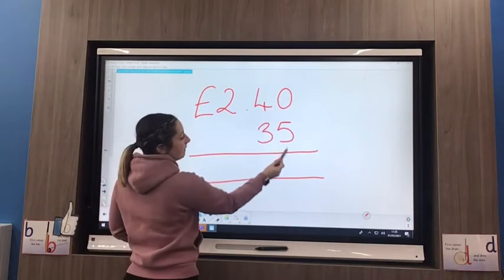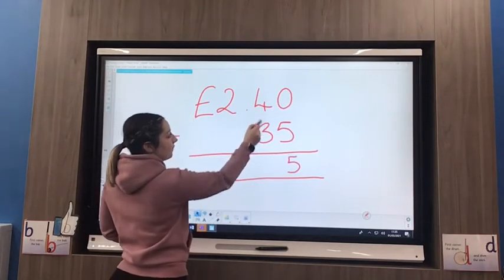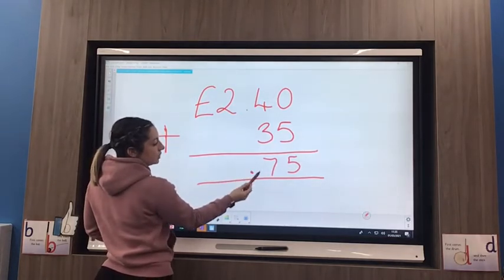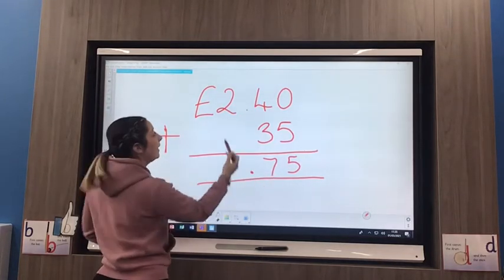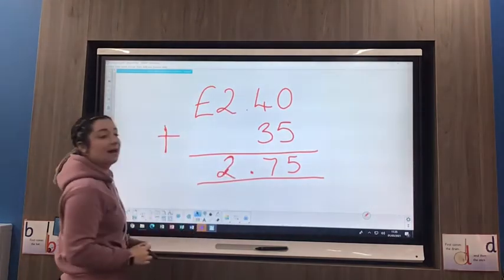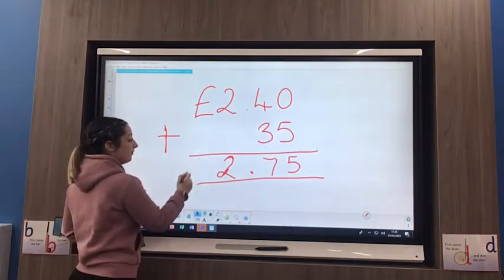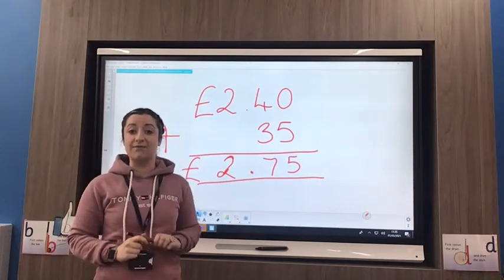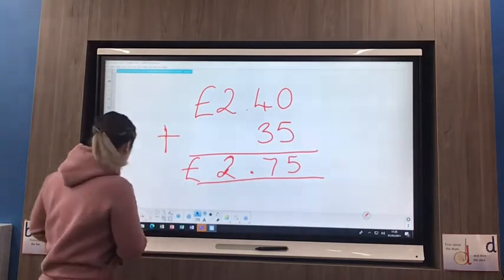So you've got 0 add 5 is 5, 4 add 3 is 7, put your decimal point in to split your pounds and pence, and then I've got £2 there. So if I wanted to have a sandwich and a piece of fruit all together, that's going to cost me £2.75. Okay, so let's have a look.